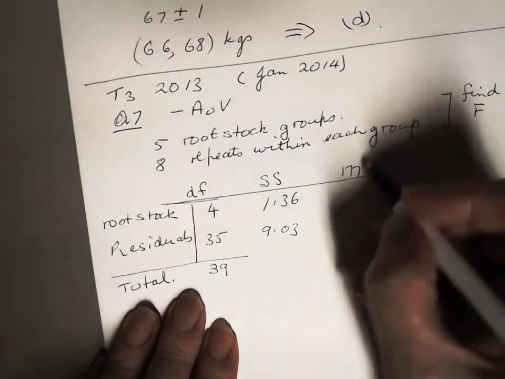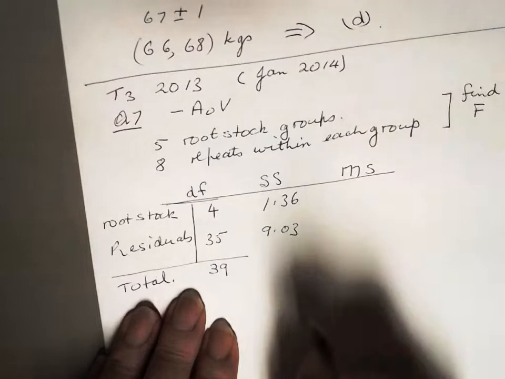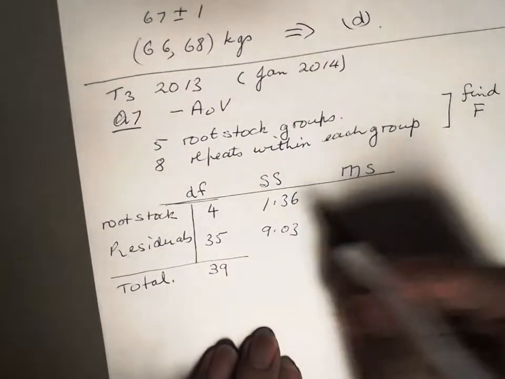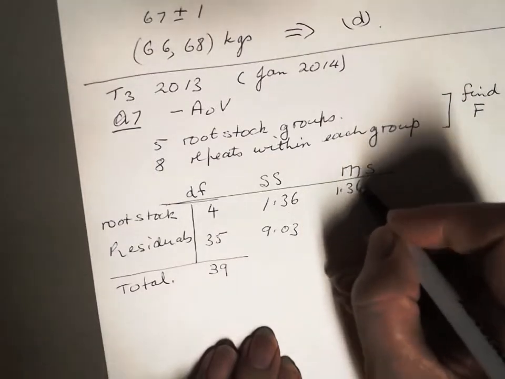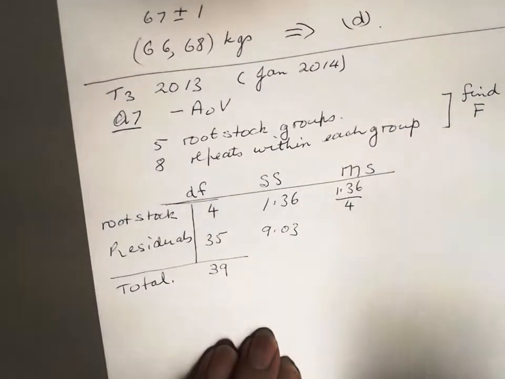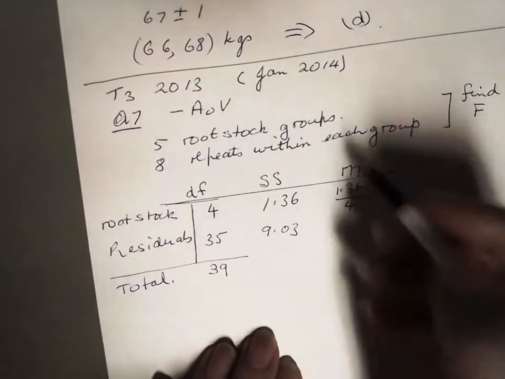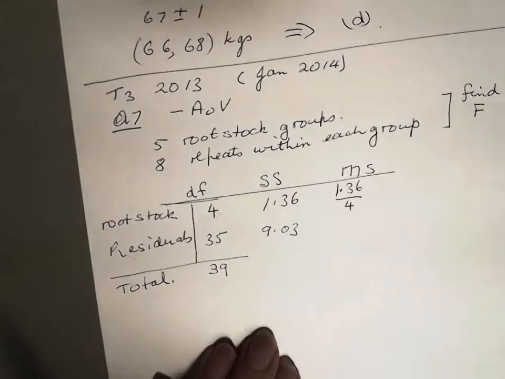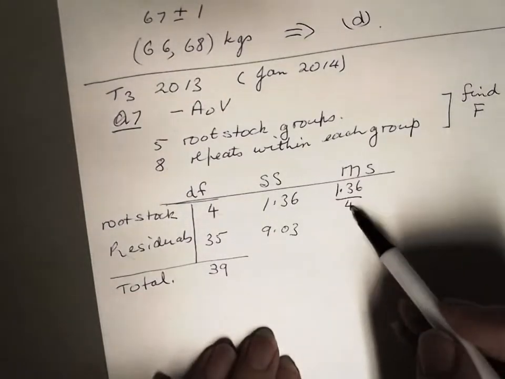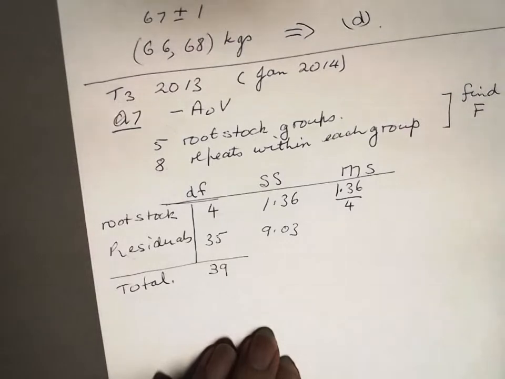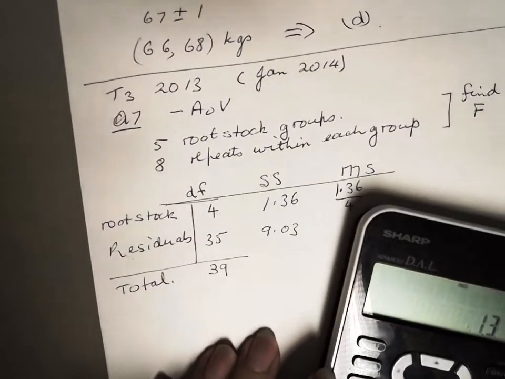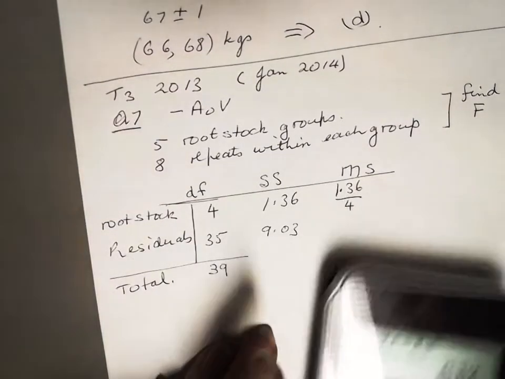How are we going to find F? Well, to find F, we need our mean sum of squares. How do we find that? We take our sum of squares and divide it by 4. Mean is an average, so it's like finding an average, except we don't divide it by 5, we actually divide it by degrees of freedom, n minus 1. 1.36 divided by 4. So on my calculator, good old trusty calculator, 1.36 divided by 4 equals 0.34.